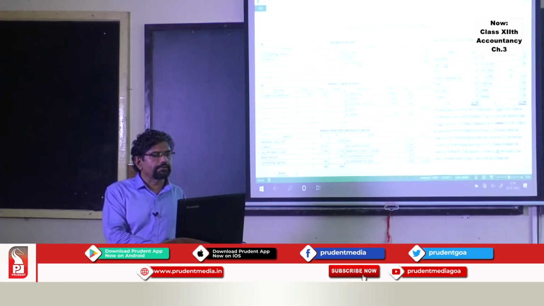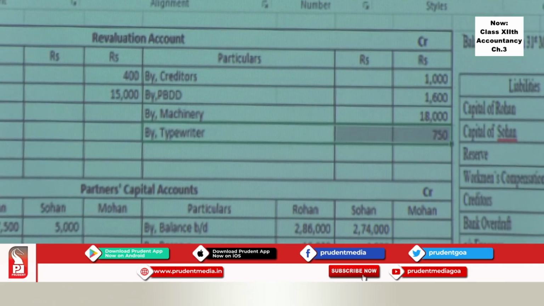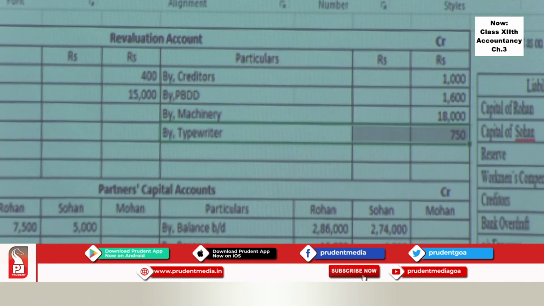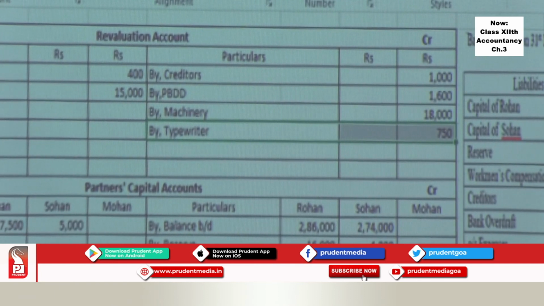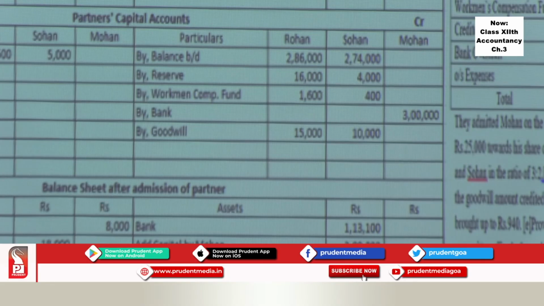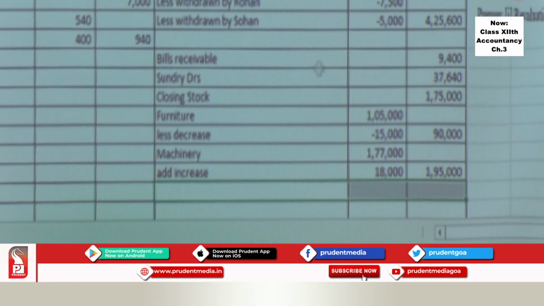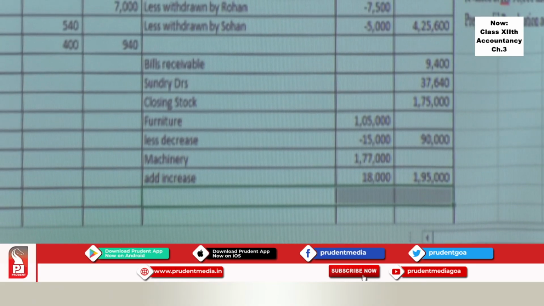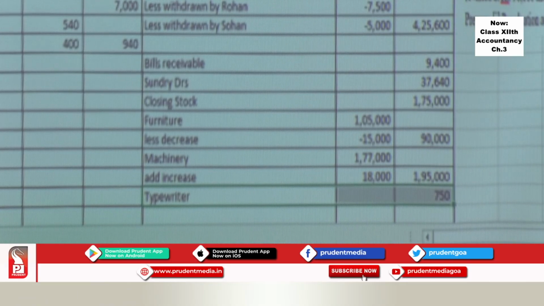Very good. So on the credit side of the revaluation account, you will write typewriter at its value which is given in the adjustments. The realizable value is 750 rupees. And this is a new asset that you are going to add in your balance sheet. So you will show typewriter at 750 rupees in the balance sheet on the asset side. Very good. Now the next adjustment is furniture, machinery.